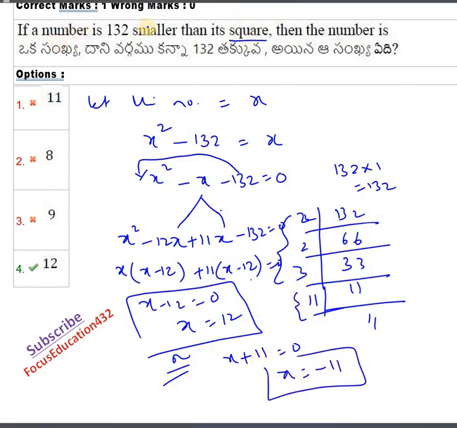Here the question: if a number is 132 smaller than its square. So if we take 12, what is 12 square? 12 square is 144. 144 minus 132, what do we get? 12 itself. So what is the answer? The answer is 12.